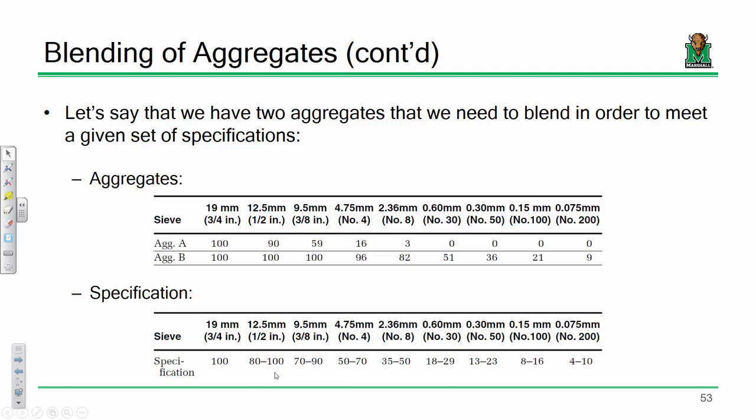If I've got an aggregate A, which is a little too coarse, and this is a little too fine, maybe if I can come up with a way of blending those two aggregates together, I can meet the specification. So I want to walk you through how we do this using a graphical approach, and I think you'll see we're going to do some calcs with it near the end. And I think you'll see this is a pretty straightforward process.